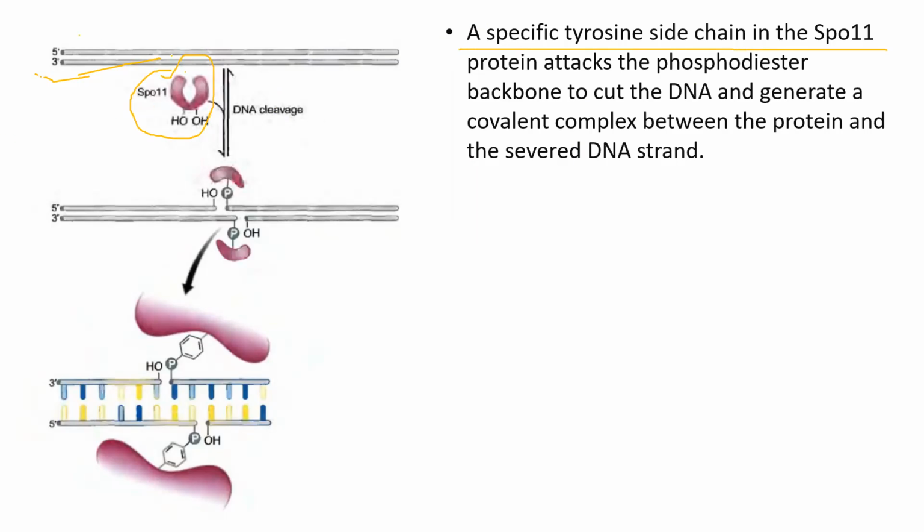In the first step, you can see this is the double-stranded DNA, and the SPO11 is approaching it. In the next step, you can see the SPO11 is bound to DNA. There are two molecules of SPO11, and the SPO11 tyrosine side chain is attacking the phosphodiester backbone, introducing double-stranded breaks, which you can see here. But after the generation of these double-stranded breaks, the SPO11 doesn't leave the DNA. It has formed a covalent complex with the DNA and it's still there, which you can see.